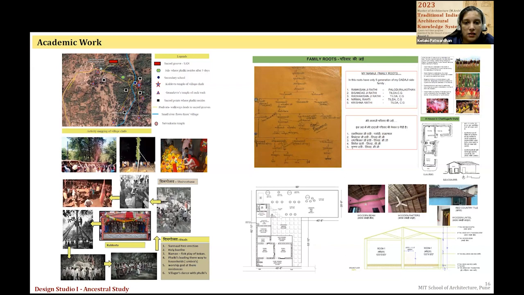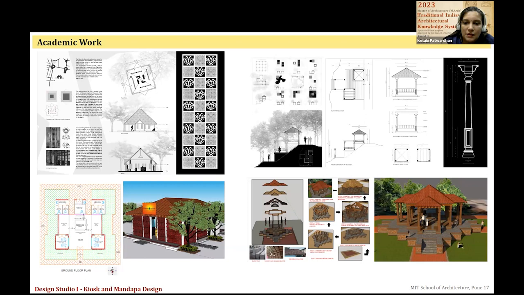These are the kind of projects that we did in the first semester. So based on the study of different lattice patterns found in the history of ancient India, the students have designed a kiosk space for certain different functions. And we also designed mandapas.